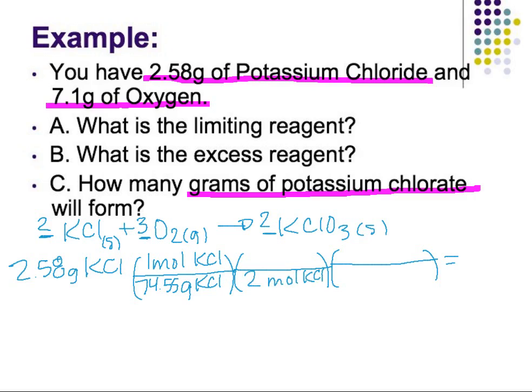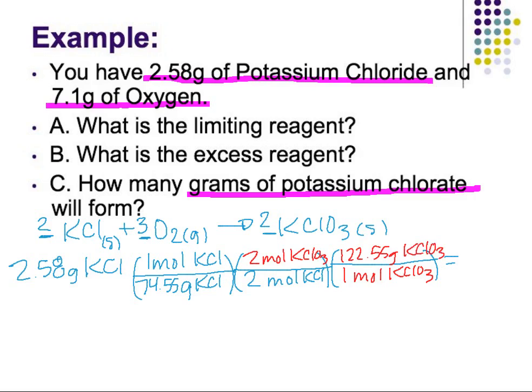Next step, moles of KCl is going to be turned into moles of KClO3 using our balanced chemical equation. We've got a 2 right there. And then we'll have 2 moles of KClO3 on the top. Alright, now that we have moles of KClO3, we can turn them into grams of KClO3 using our periodic table again. So 122.55 grams of KClO3. Where did I get 122.55, you ask?